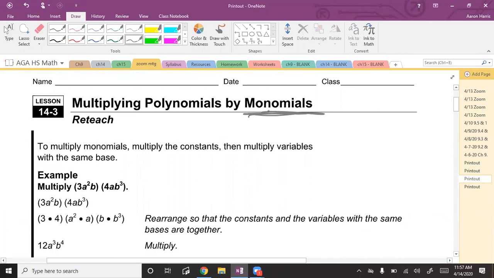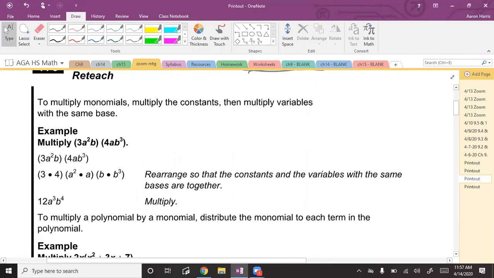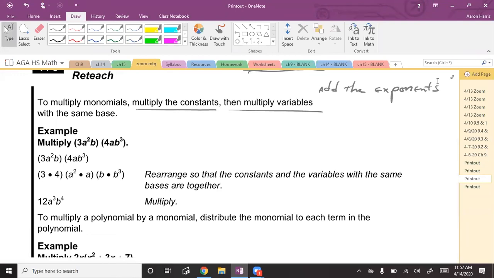So now, I got 14.3 multiplying polynomials by monomials. Okay, you should know what a monomial is. It's a combination of constants and variables, but they have no plus signs, no minus signs, because that would make it two different terms, okay? So to multiply monomials, multiply the constants first, then we multiply variables. How do you multiply the variables? You're going to add the exponents.